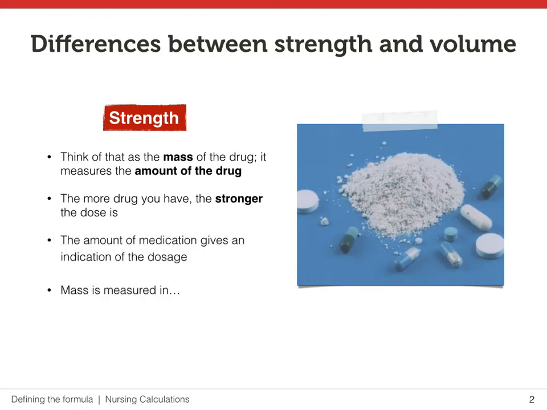Mass is measured in units such as kilograms or grams, but of course in medication, this is more likely to be in milligrams or micrograms. Another way to measure the amount of mass of a medication is units. That is, there is an alternative to milligrams or micrograms, and it's called units.